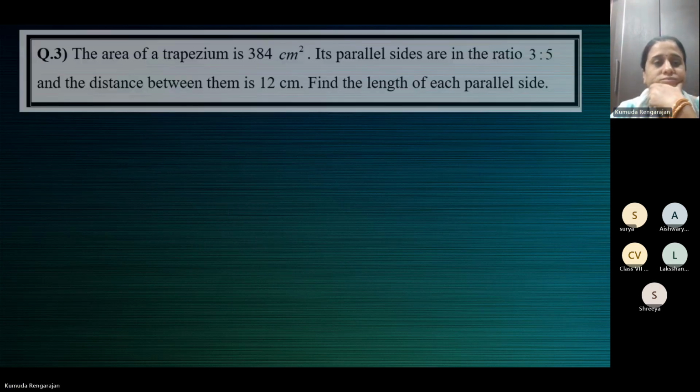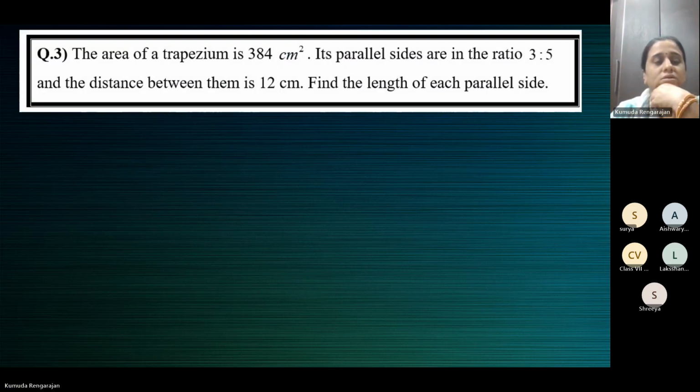Next one. The area of a trapezium is 384 centimeters squared. Its parallel sides are in the ratio 3:5, and the distance between them is 12 centimeters. Find the length of each parallel side.